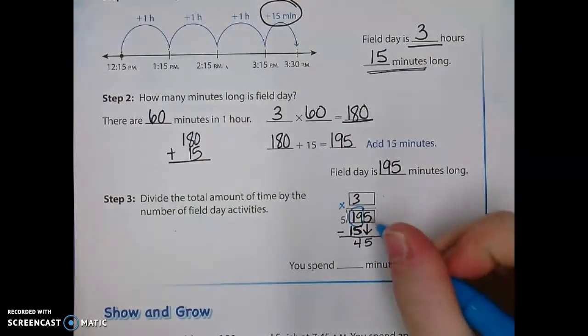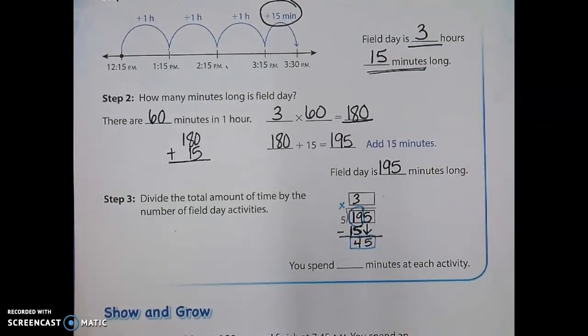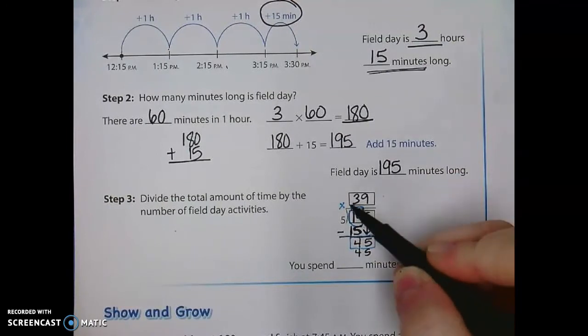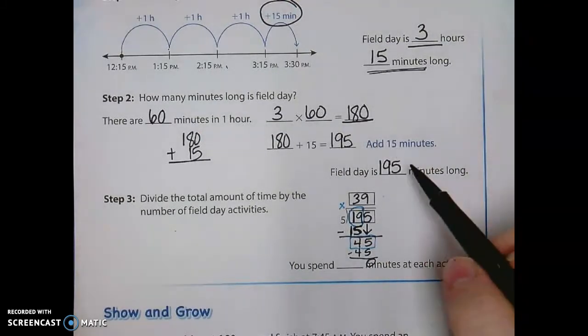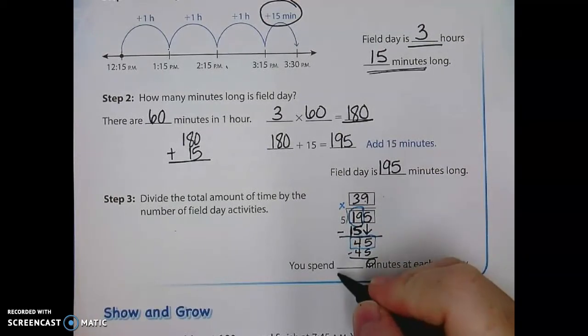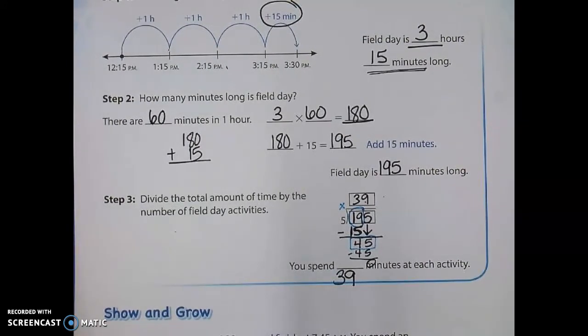So now we're going to do it again. 5 times what's going to get me 4? Nothing. So we're going to bring down the 5 and take the whole 45. 5 times what's going to get me 45? 9. Great job. So 5 times 9 is 45, and we get 0. So if we divide 195 by 5, we get 39. So we spend 39 minutes at each activity.